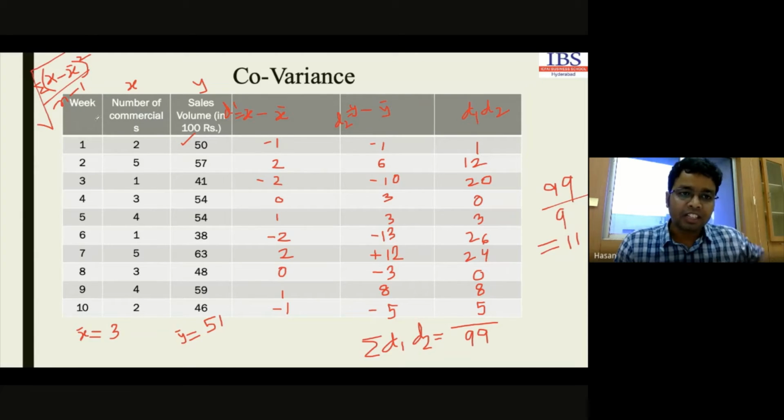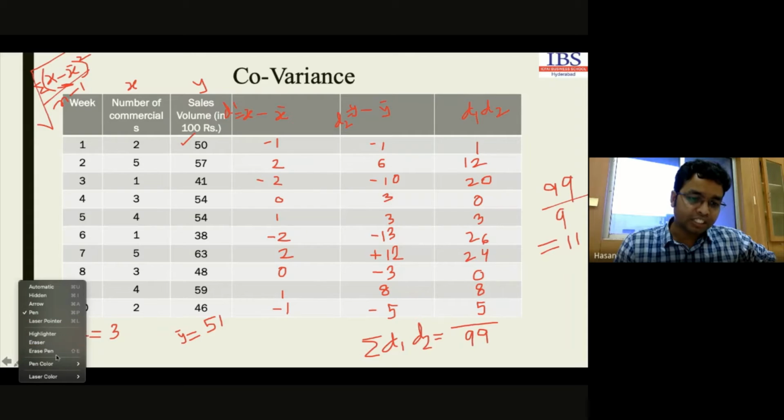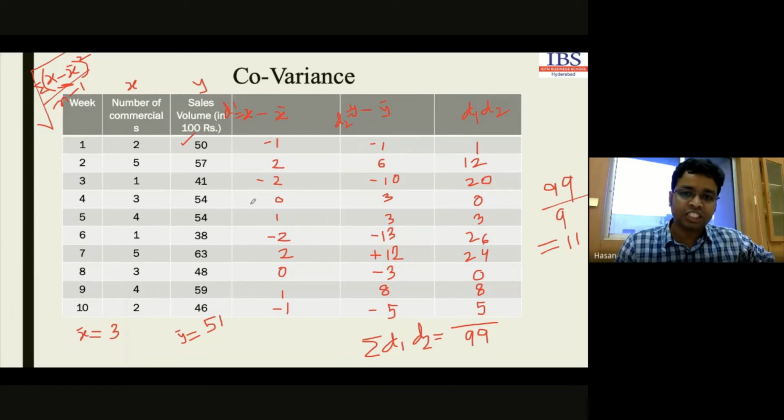This is our formula. So we have already computed x minus x bar, right? We have already computed this x minus x bar. Now we have to compute the standard deviation here. How we compute the standard deviation?